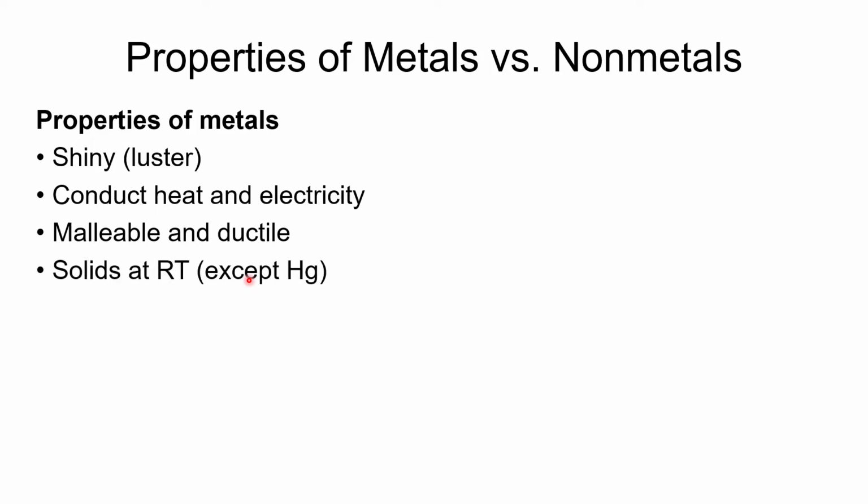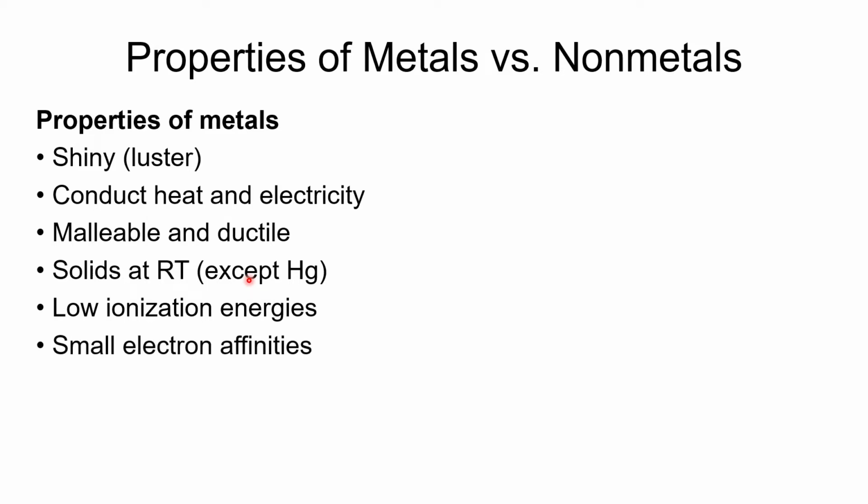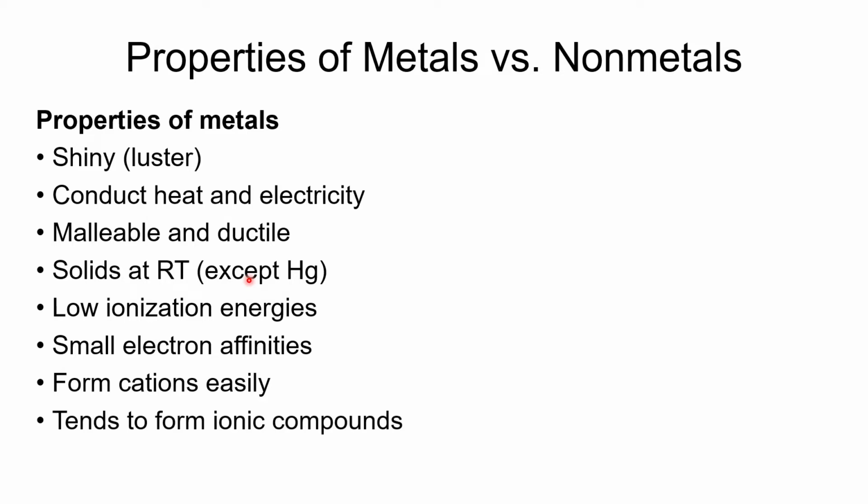Solids at room temperature, with the sole exception of mercury, although there's a couple that are kind of close. They have low ionization energies, small electron affinities, and they typically will form cations pretty easily. So metals tend to form ionic compounds, and the oxides of metals tend to be basic.